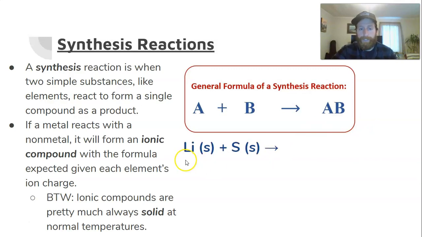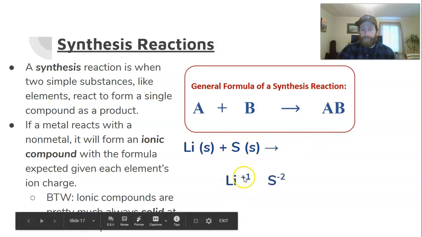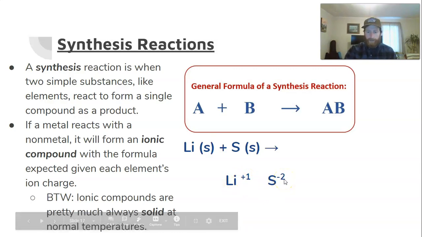So here's an example. Let's say I give you lithium reacting with sulfur, and I ask you to complete this reaction. Well, lithium's a metal. It's in the first column. Sulfur is a nonmetal. It's in the same column as oxygen, the sixth column. And so I write out the charges of each. Lithium's going to get a +1 charge when it reacts. Sulfur is going to get a -2 charge when it reacts.